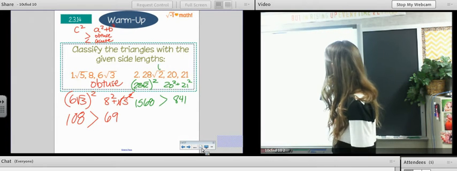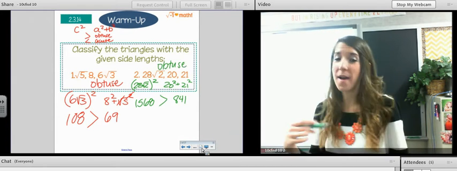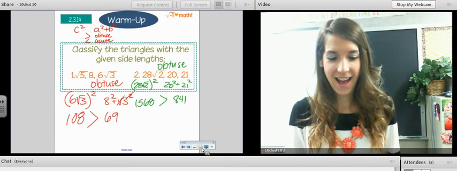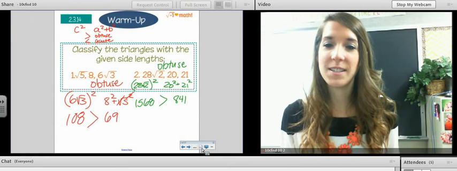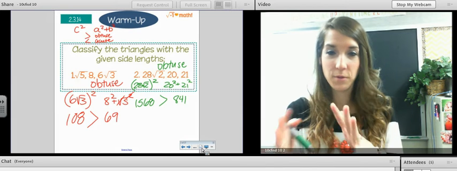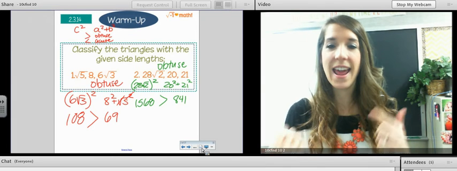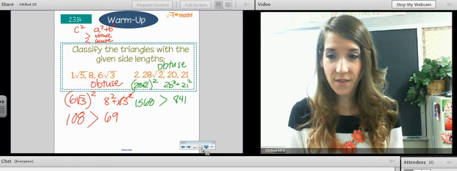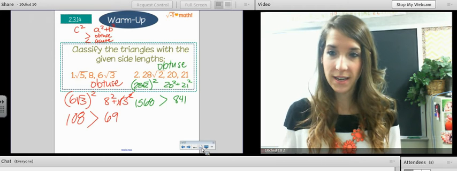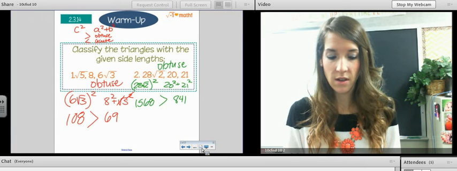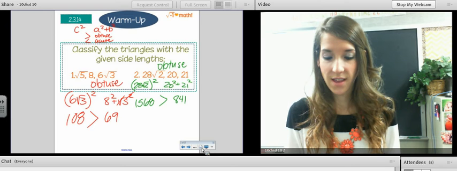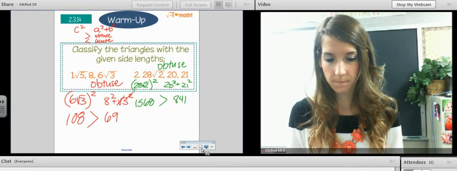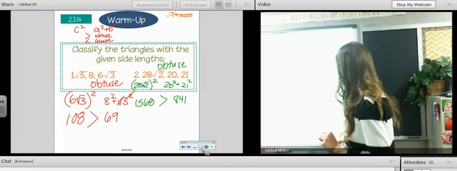Oh my goodness. You know what? I was really about to just say acute and then move on, but I'm really glad I worked it. Yikes. Hey guys, when you square 28 root 2, make sure you square the 28 and the root 2. 28 squared is 784. And then you multiply it times 2 because root 2 squared is 2. So it's 784 times 2. And that number is definitely larger than 20 squared plus 21 squared. Okay, let's move on to the homework answers.